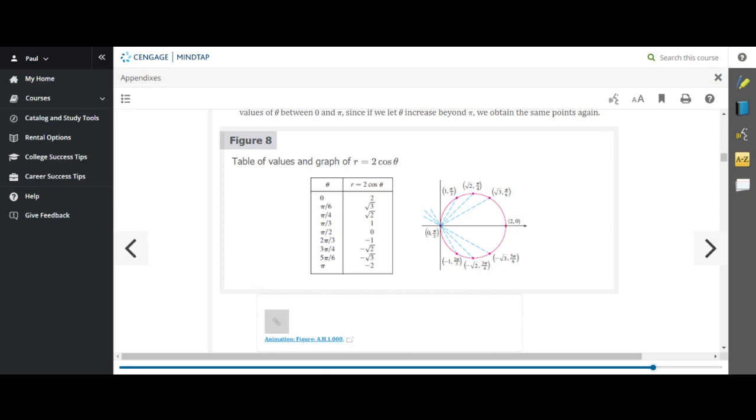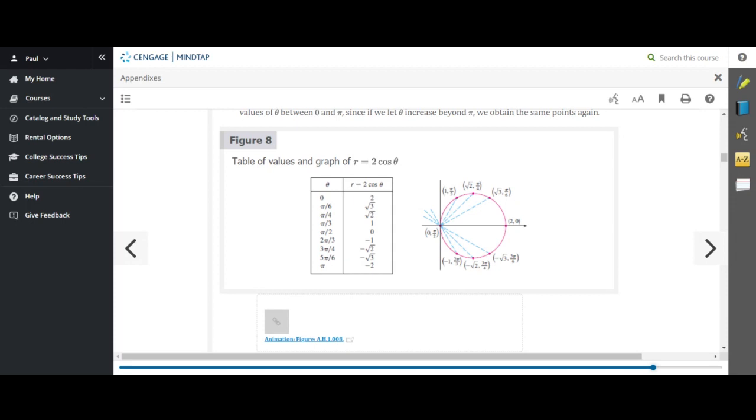eventually, at pi over 2, you're looking upward, an angle of 90 degrees, but the radius is 0. So 0, pi over 2 is right at the origin. And then you start getting negative radii. For 2 pi over 3, which is 120 degrees, 2 times the cosine of 120 degrees is 2 times -0.5, which is -1. So there you look in the direction of 120 degrees, but move backwards 1.